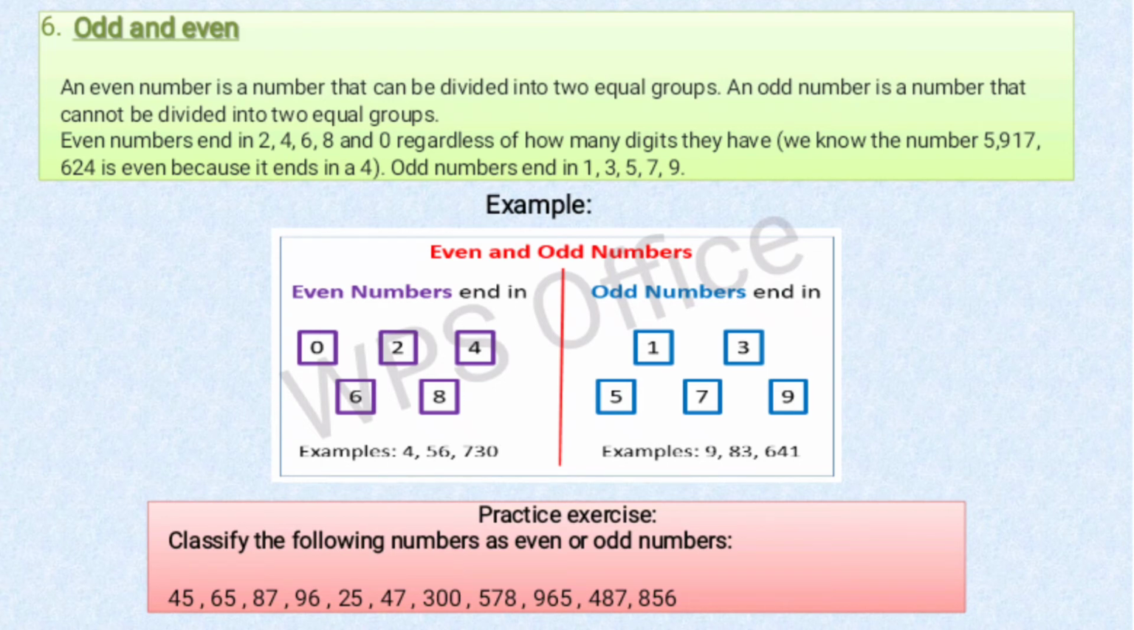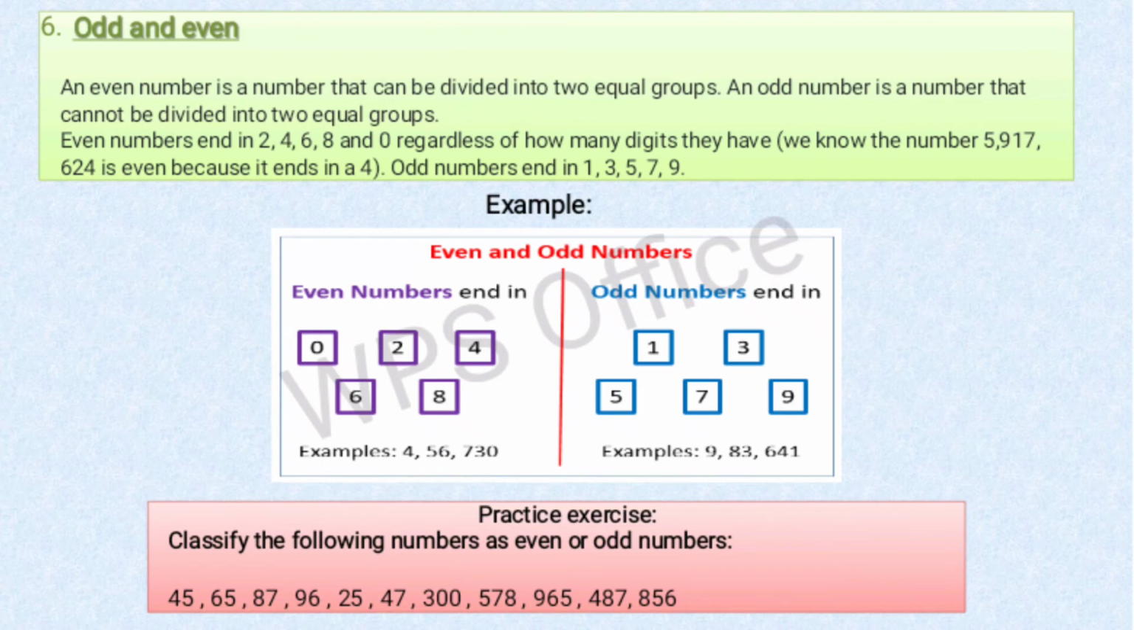An odd number ends in 1, 3, 5, 7, 9. So the even numbers end in 0, 2, 4, 6 or 8, and the odd numbers end in 1, 3, 5, 7, 9. You can see any digit number, and if you find the unit digit as 0, 2, 4, 6 or 8, the number is an even number.